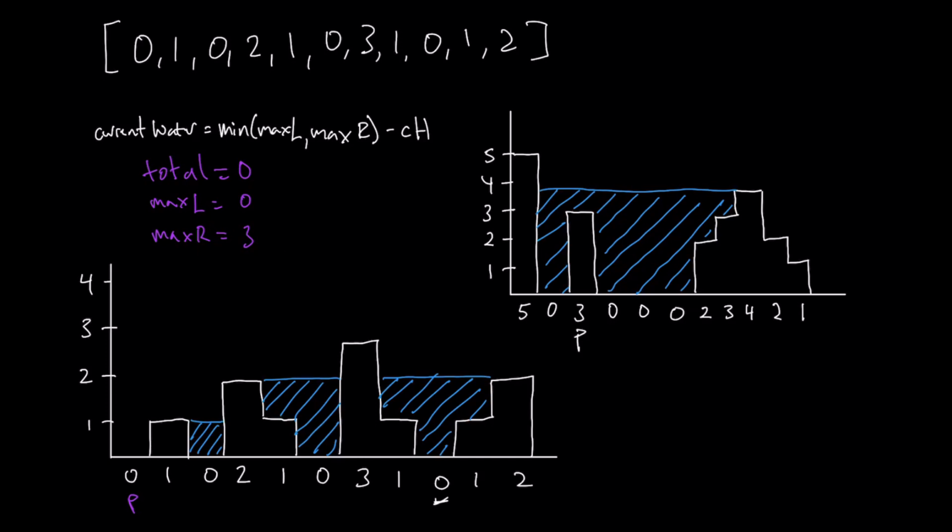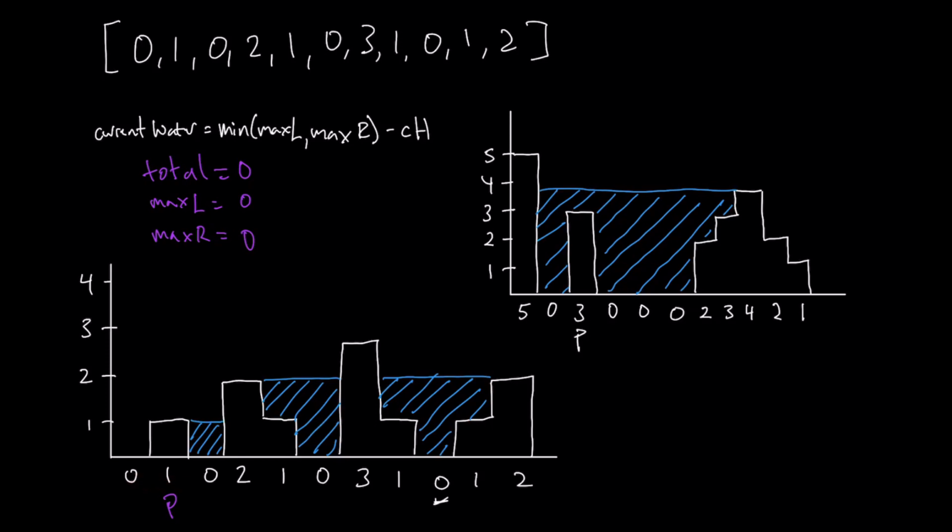We take the minimum according to our current water formula between the left and the right value, so 0, and then we subtract it from our current height, which is 0. 0 minus 0 gives us 0. Adding it to the total, total doesn't change, it stays at 0. Our P then moves forward, and we have to reinitialize our max R. So here, P moves forward, max R is 0, and we do that calculation again.